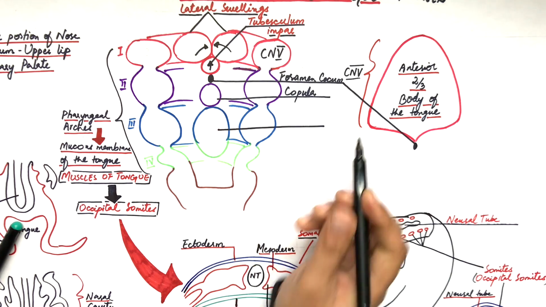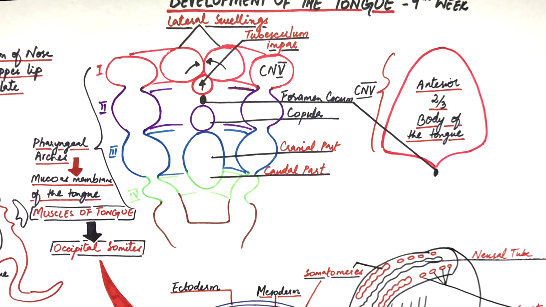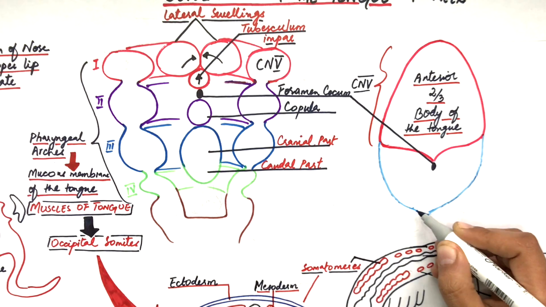The hypobranchial eminence contains 2 parts, namely the anterior or the cranial part derived from the 3rd arch and the caudal or the posterior part derived from the 4th arch. This hypobranchial eminence will overgrow the copula, and only its anterior part, which was derived from the third arch, takes part in the formation of the mucous membrane of the root of the tongue.